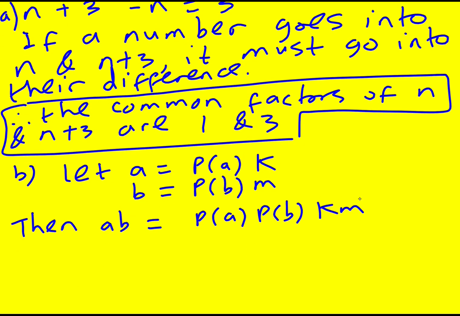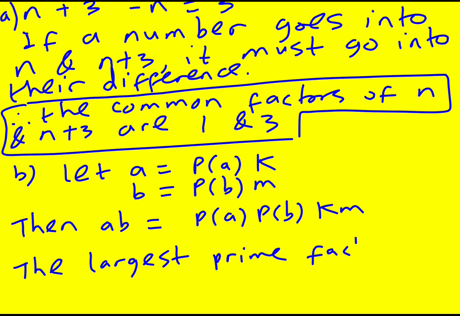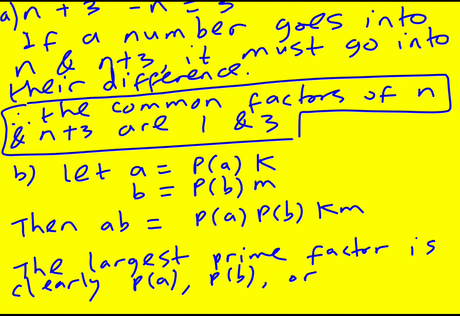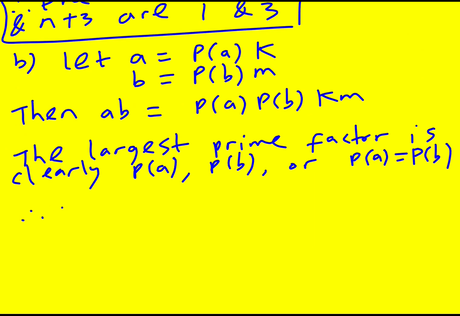And it's clear there are no extra prime factors coming from this. So it's clear the largest prime factor is clearly P(a), P(b), or it could be that they're equal, P(a) equals P(b). Therefore, P(ab) equals one of these.